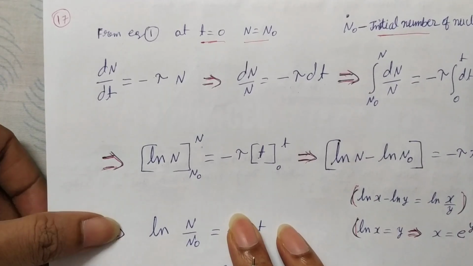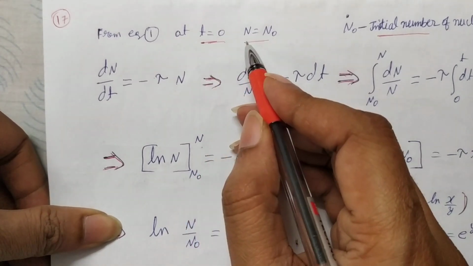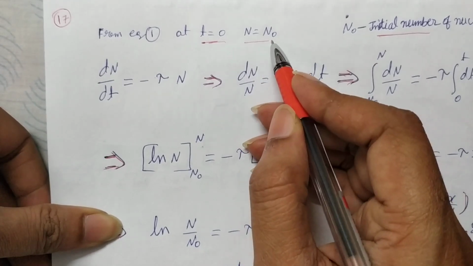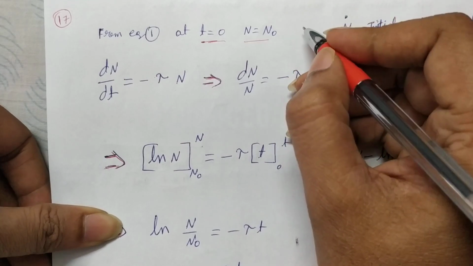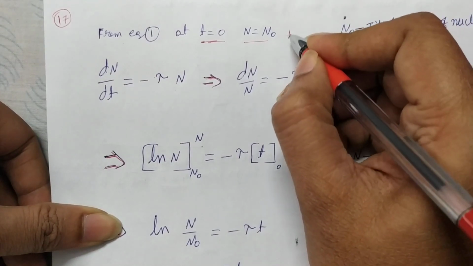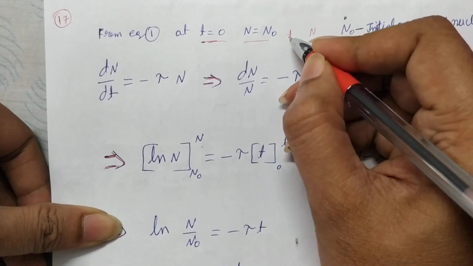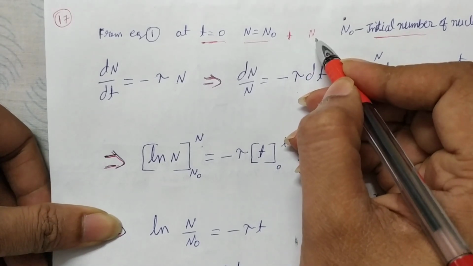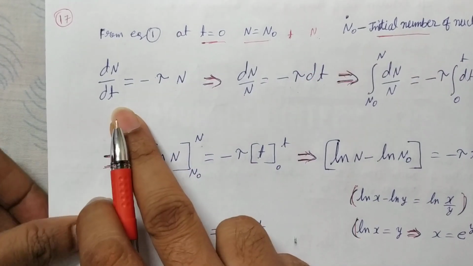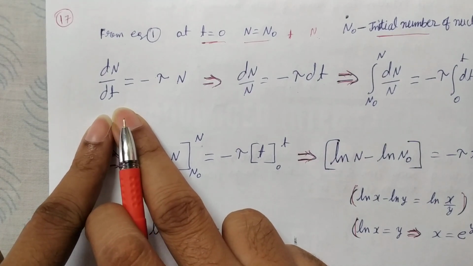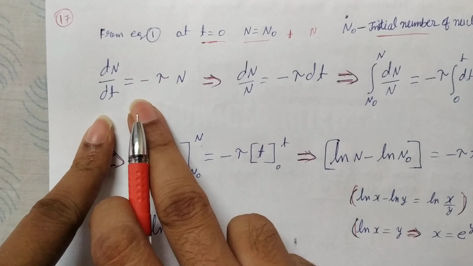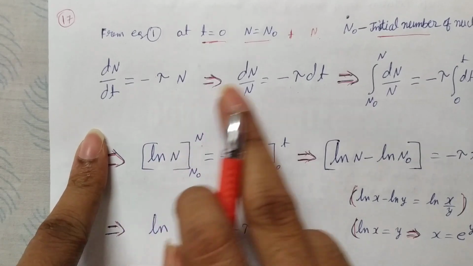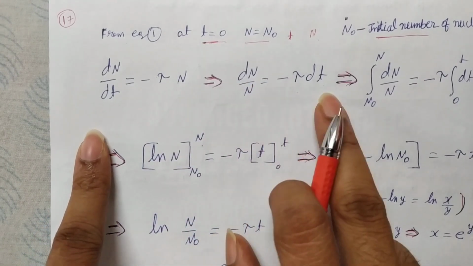Suppose initially at t equal to 0, the number of nuclei present in the parent nucleus is N naught. N is equal to N naught. Suppose after a time t, that number changes to N. Initially t is equal to 0, that is N naught. After a time, that number is N. Then according to the law of radioactivity, dN by dt is equal to minus lambda N. So you can send this N to one side and dt to the other side. So dN by N is equal to minus lambda dt.